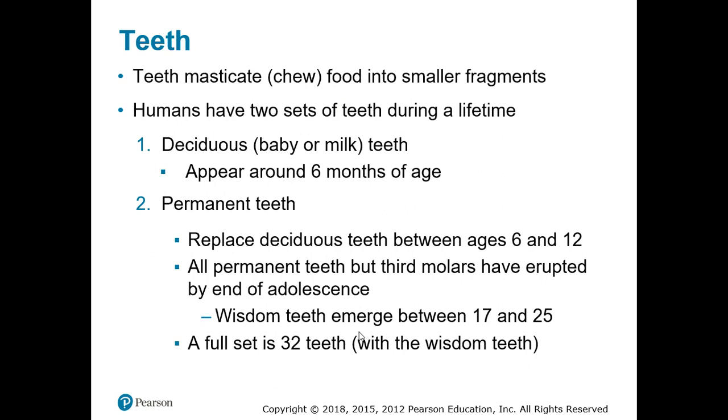The second one is your permanent teeth. And your permanent teeth start to come in and replace your baby teeth between the ages of 6 and 12. So this is when you lose your teeth, you put it under your pillow for the tooth fairy to come. And all permanent teeth, but your third molars, usually have erupted by the time you finish adolescence. Those third molars, sometimes called wisdom teeth, usually emerge between ages 17 to 25. And once you have those wisdom teeth in, a full set of teeth is about 32 teeth. Now, sometimes you might have to get your wisdom teeth removed because there are issues or your mouth isn't able to accommodate that amount of teeth.